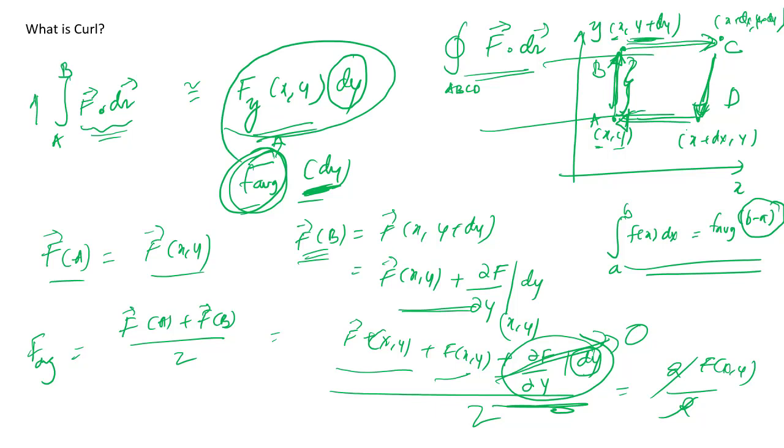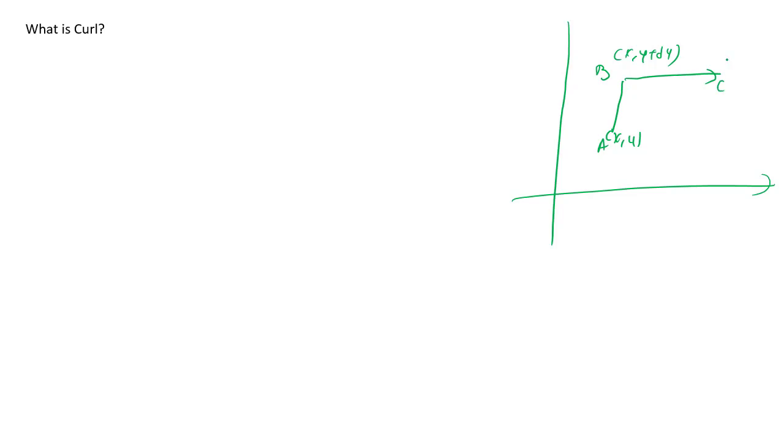Similarly, I can write, again, let me draw it here. So we have a at xy, and then I have xy plus dy, that is b, and then I'm going to c, which is x plus dx and y plus dy, and then I have d, which is x plus dx and just y, and then back.